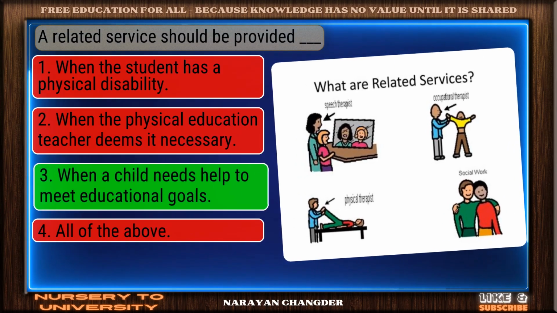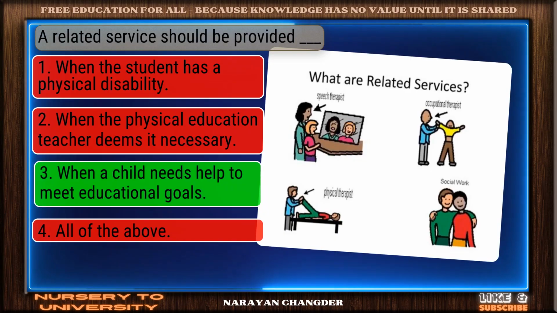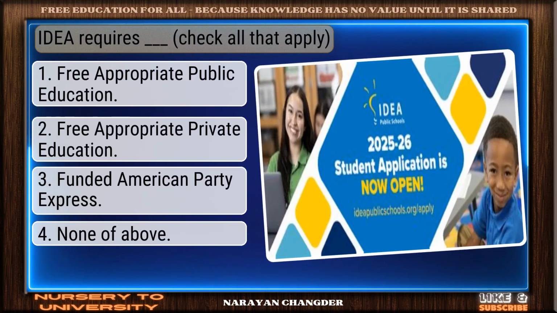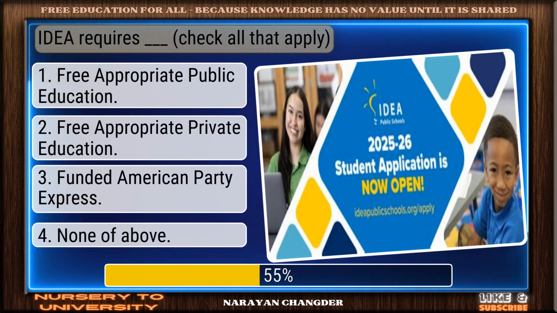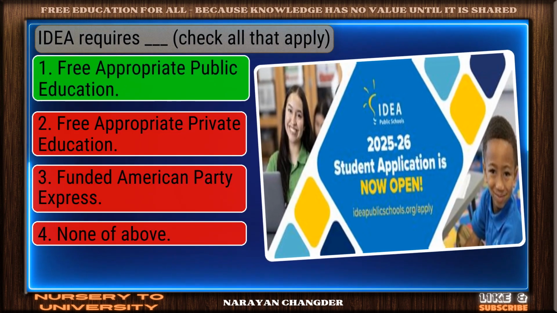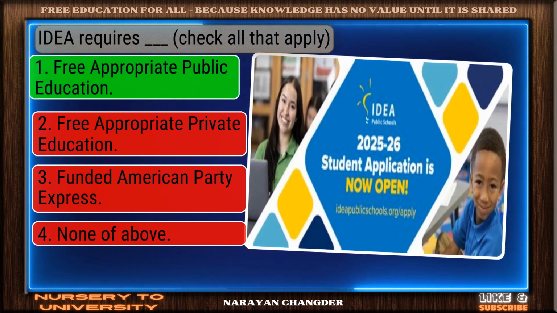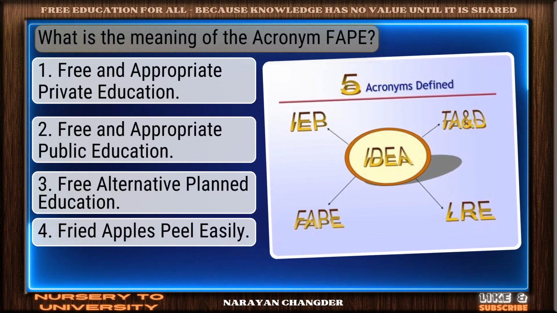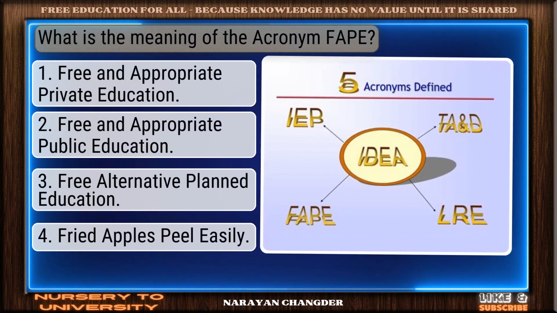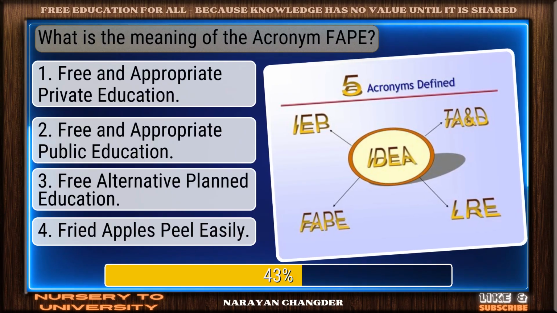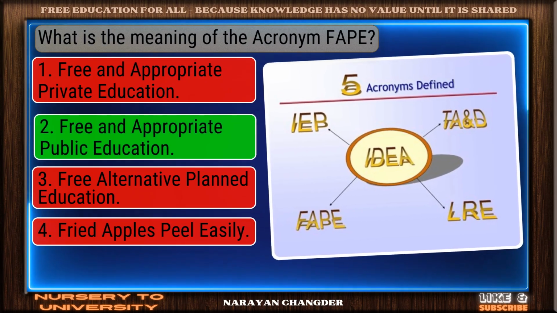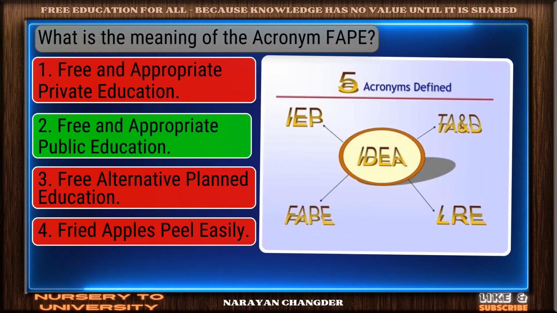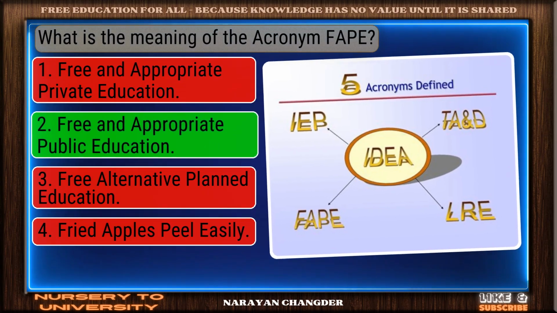Great job. When a child needs help to meet educational goals is the accurate answer. IDEA requires dash. Exactly. Free appropriate public education makes sense and it is the right choice. What is the meaning of the acronym FAPE? Right choice. Free and appropriate public education is the best answer.